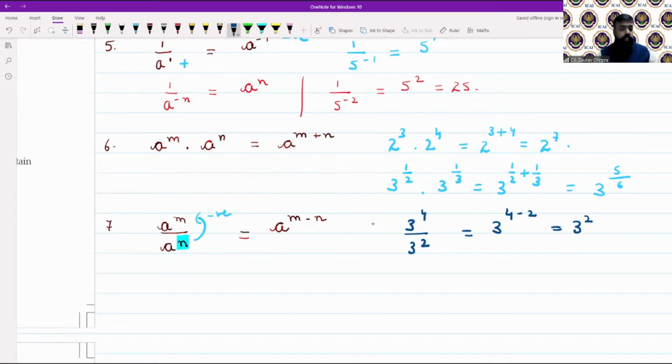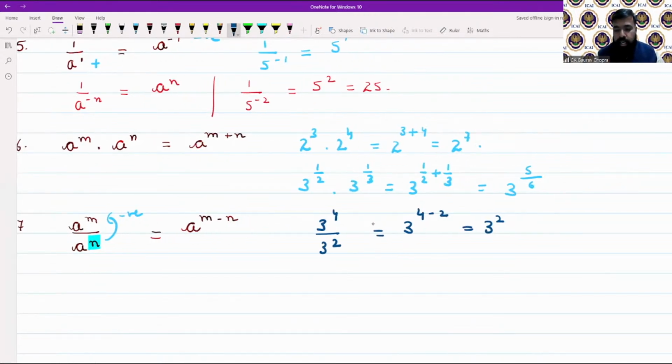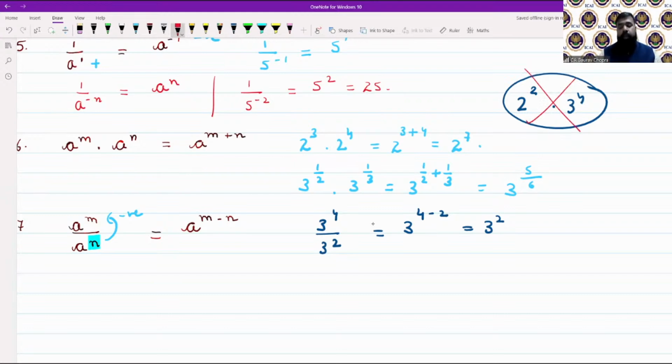Tarun Sinha is asking, if the base remains same, then power will be added. Yes. So base must always be same. Then only we can add powers. Otherwise, we cannot add powers. Let's say if we are having 2 to the power of 2 and 3 to the power of 4 and multiplication in between. Now, can we add the powers? No, we cannot add them because base is not same.